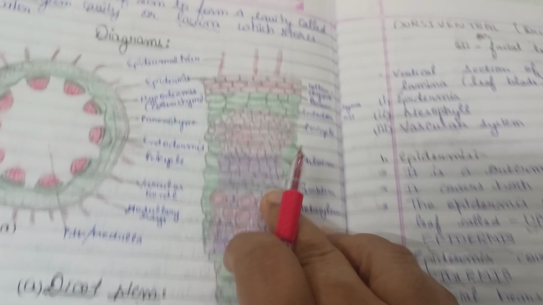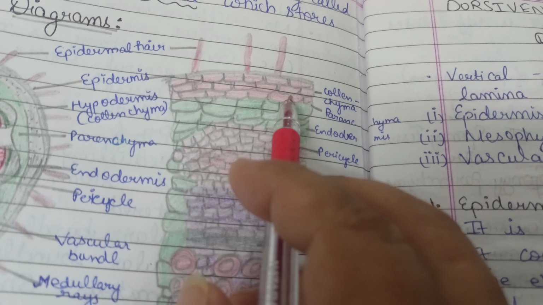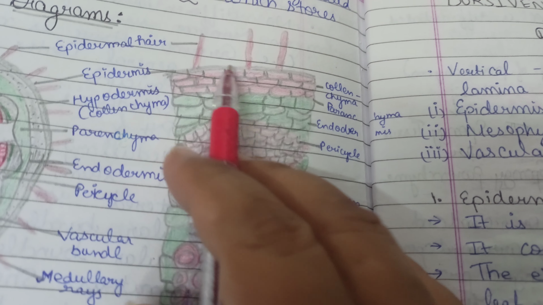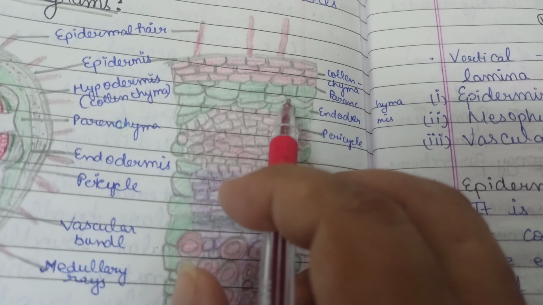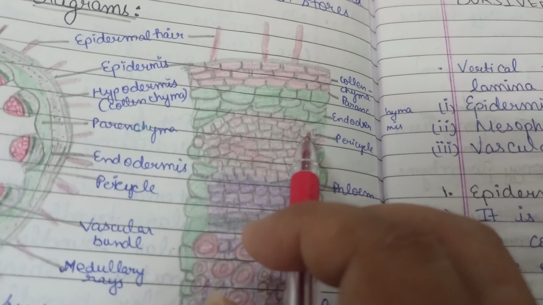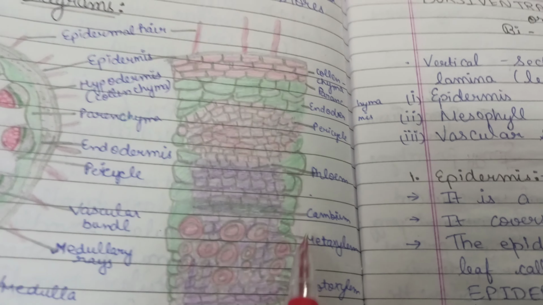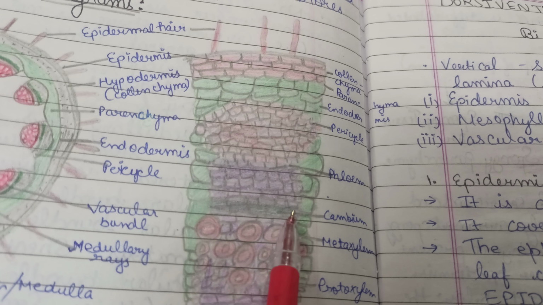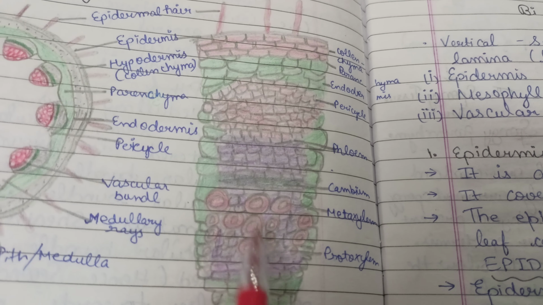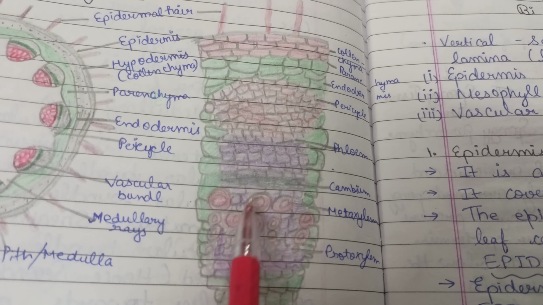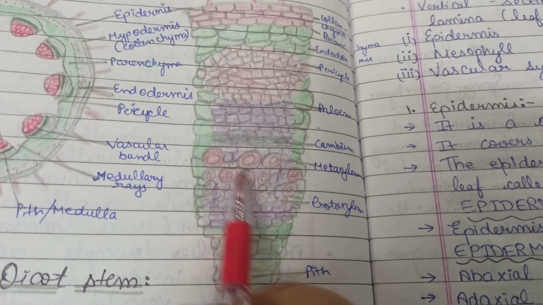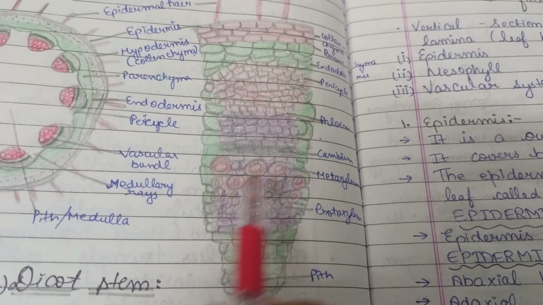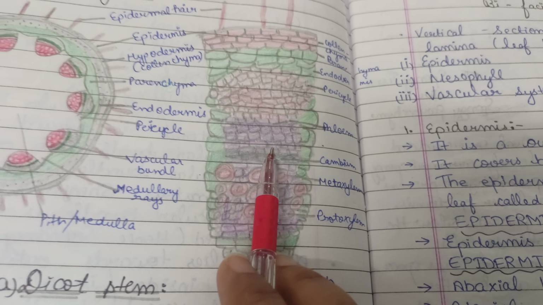Now the dicot stem, when we see, this is the epidermis, and 2 or 3 layers of collenchyma cells are present, and then parenchyma cells are present, and this is the pericycle. This is the phloem, and this is the cambium, and this is metaxylem, which is present towards the cambium, and these are protoxylem, which is present towards the pith. This will lead to secondary growth, as it is the dicot stem.